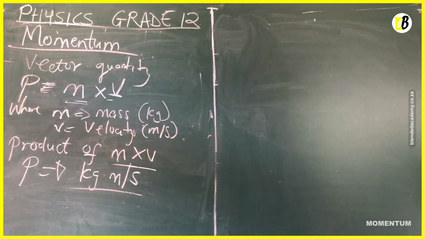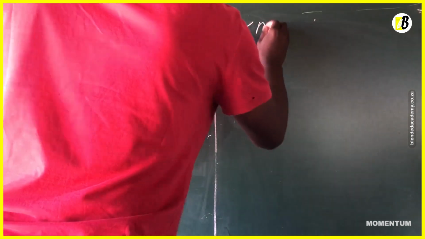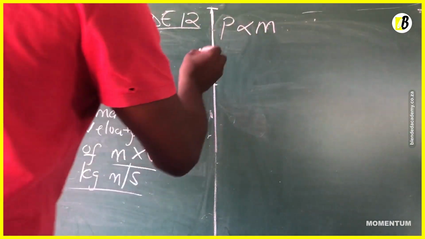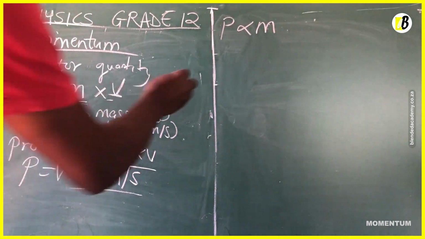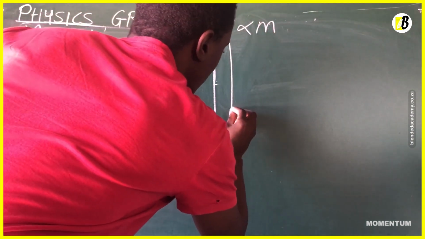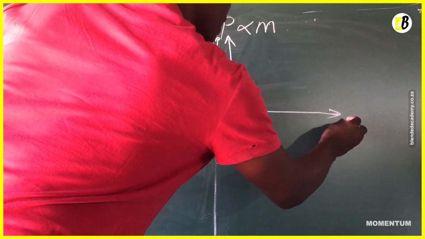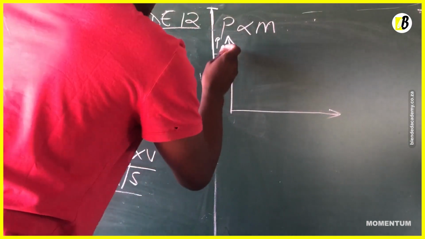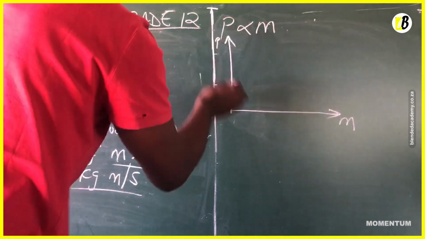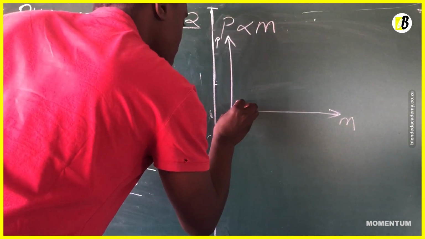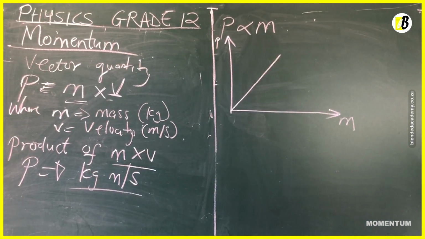From the same equation, you can see that momentum is directly proportional to the mass of the object. This means that as the mass increases, the momentum is also going to increase. We can show this graphically by drawing a graph where we have momentum on the y-axis and mass on the x-axis. As mass increases, momentum also increases, so we're going to have a straight line relationship between the two quantities.